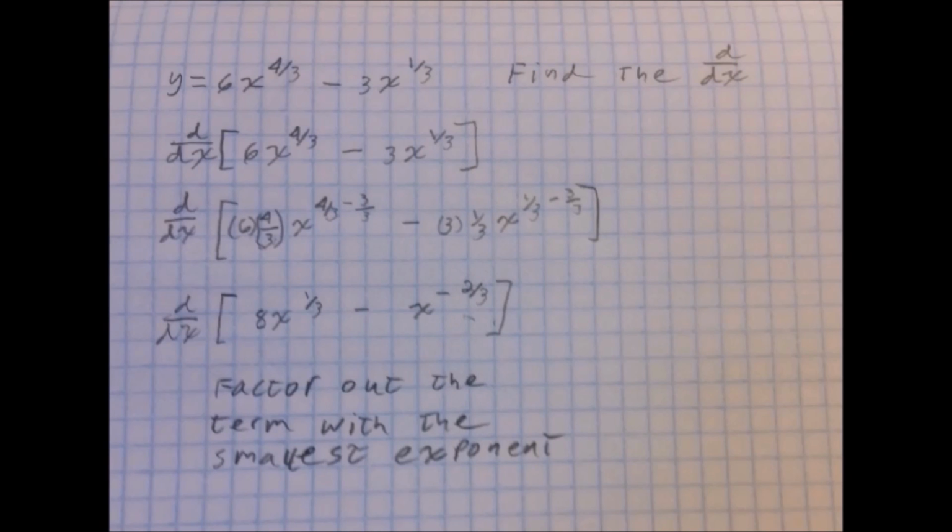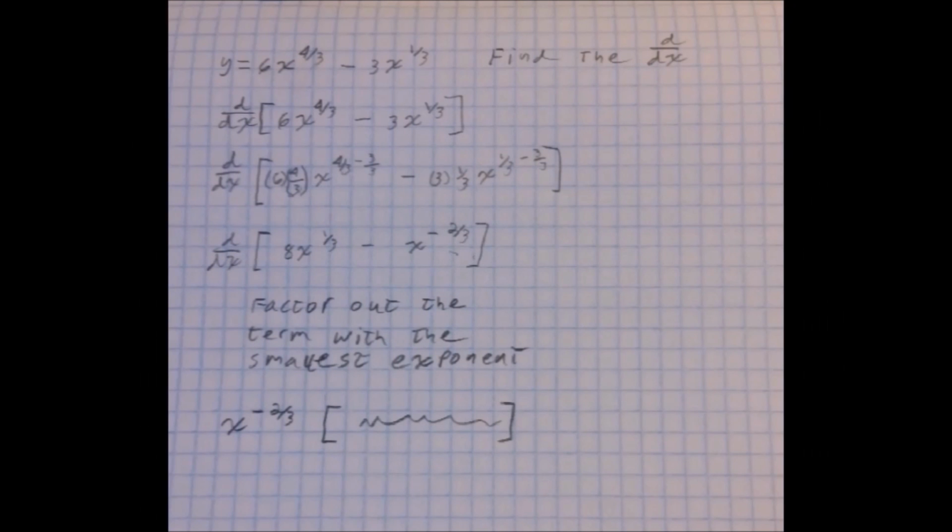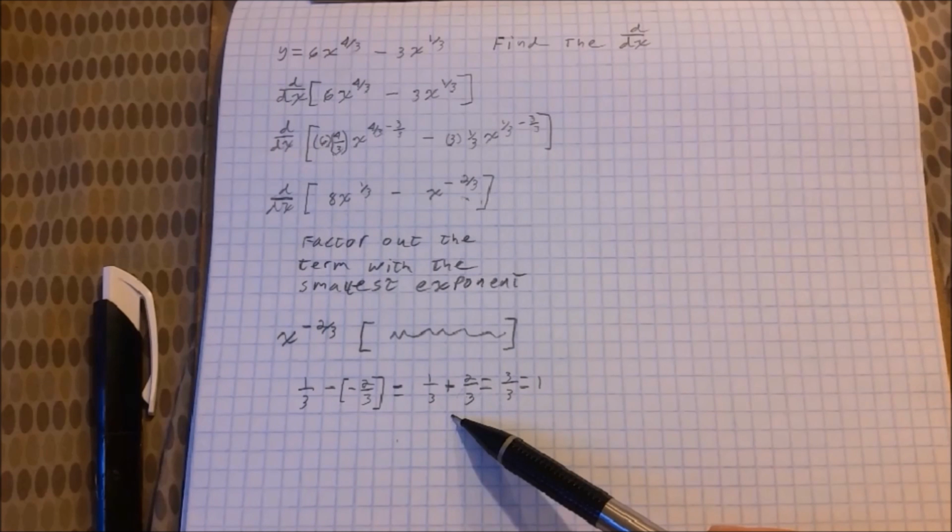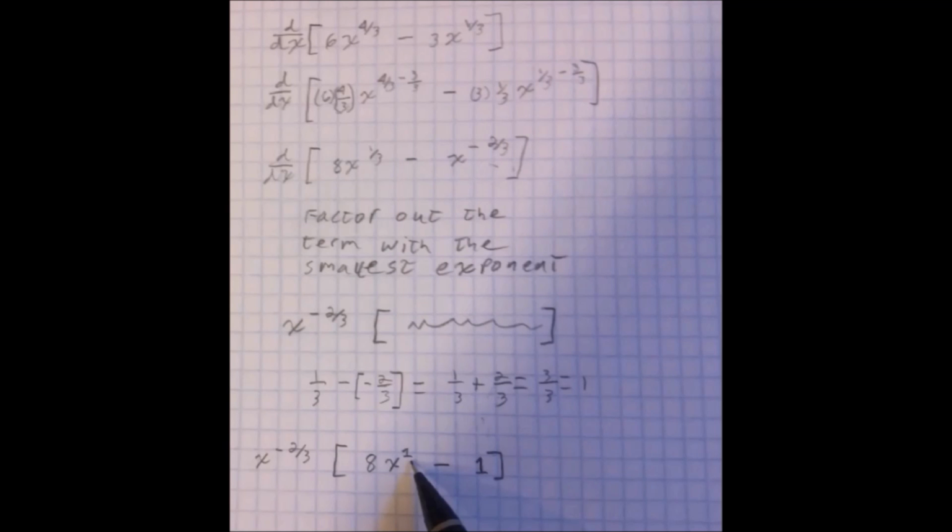And now here is where we get to put to use what we had learned from the previous video, how to factor out negative exponents. First, factor out the smallest of the two exponents, which is x^(-2/3). And so now you shall subtract the -2/3 exponent from the 1/3 exponent, and that will give you 1, as shown here. Now that 1 becomes the new exponent of the 8x.